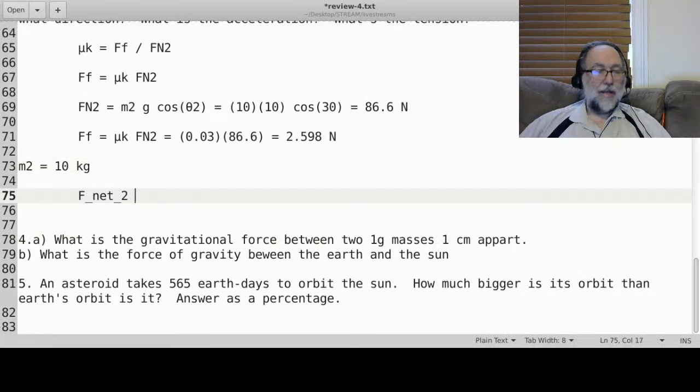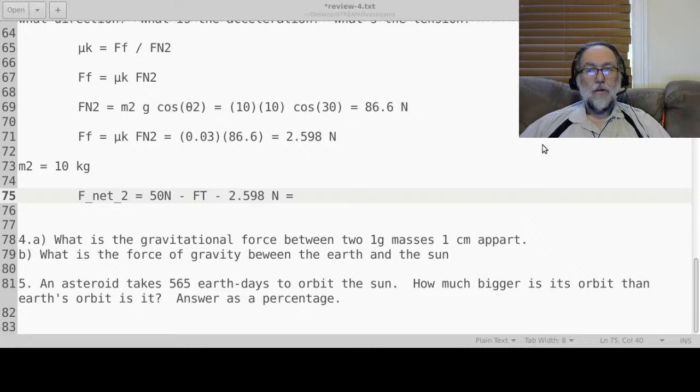All right. So F net, what's that got to equal? It's the 50 newtons downhill minus FT uphill, but also minus the frictional force uphill, like that. Okay. And I guess I can just reduce that a little bit. So that's going to be like 50 minus this number right here. All right, that's going to equal this minus FT.